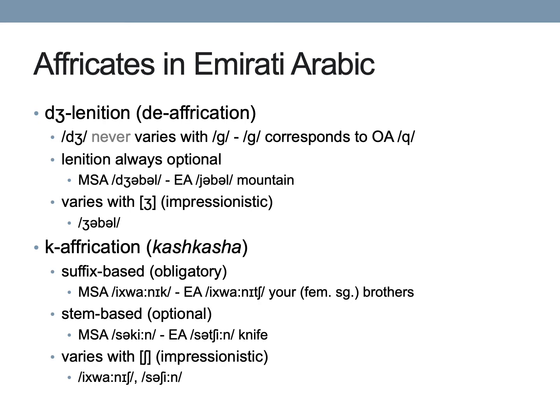On the other hand, the affrication of k into ch is only obligatory in the second person feminine singular suffix, which is a characteristic feature of the dialect. However, it also occurs in word stems where it remains an optional process, so that, for example, sakin can also be realized as sachin. And again, as with j, it tends to vary with the fricative sh in some speakers. And so the variation of Emirati affricates that I will talk about is only the one observed in word stems, and it is due to two distinct processes, affrication and lenition.